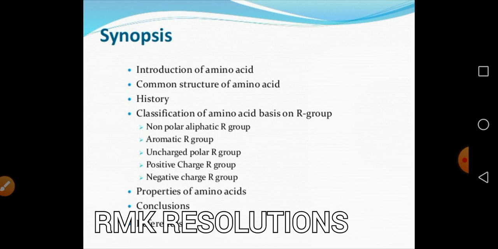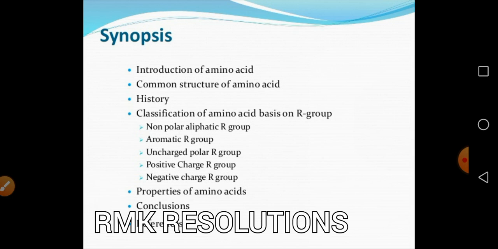So amino acids are the monomers. In this particular video we are going to discuss the different kinds of amino acids that exist in nature and their structure. We know that amino acids are the monomers, and when many amino acids join together, they form proteins. So first of all, it is important to understand the classification of amino acids.